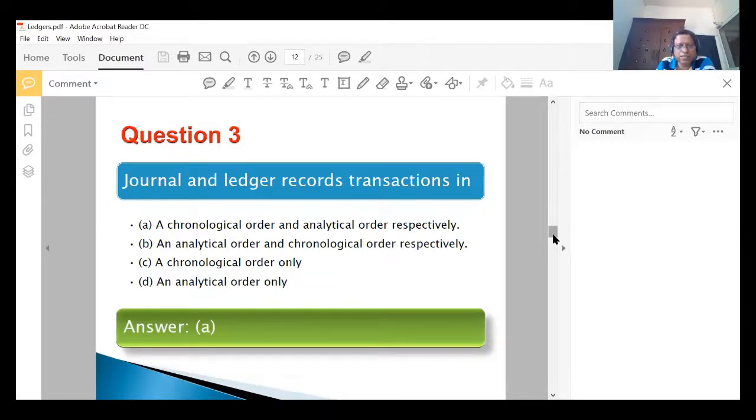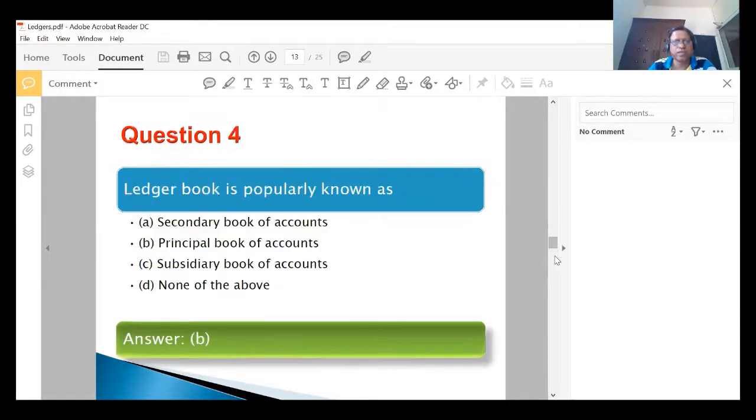Journal and ledger record a transaction in chronological order. Whatever happens on the first date will be posted, then the second date is posted next. We cannot jumble the transactions. Okay, so journal and ledger record transactions in chronological order. Fourth question: ledger book is popularly known as principal book of accounts. Please remember, journal is called primary book of accounts. Ledger is called principal book of accounts.